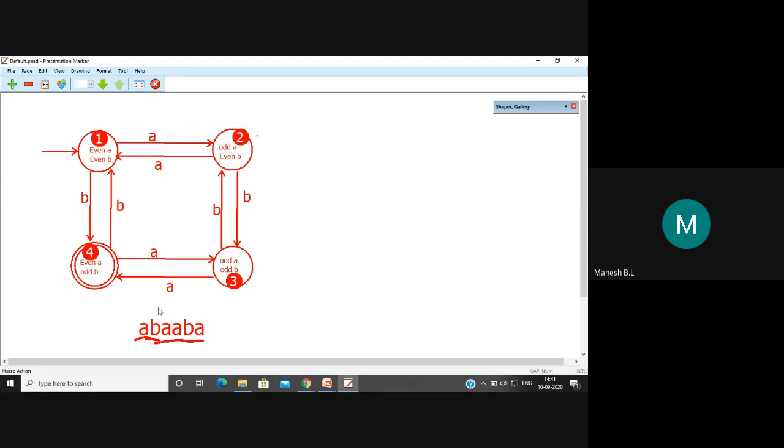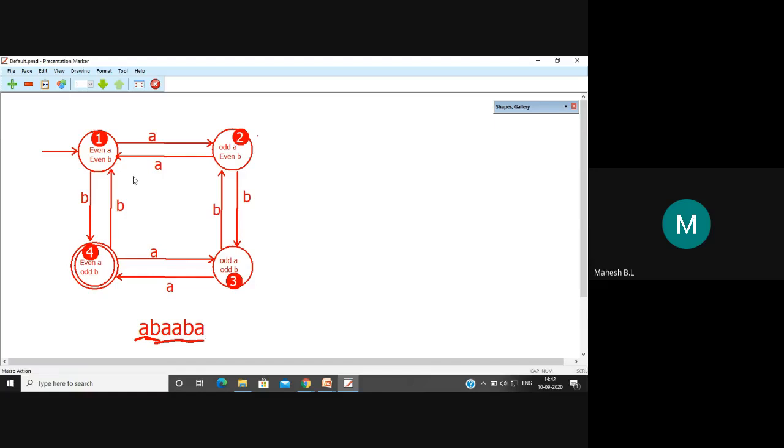That means this DFSM should be either in state 1, 2, or 3 for rejecting the string. After processing this string, it should be in one of these 3 states. How many A's and how many B's? Even A's, even B's. That means it should be in state 1 after processing the string.